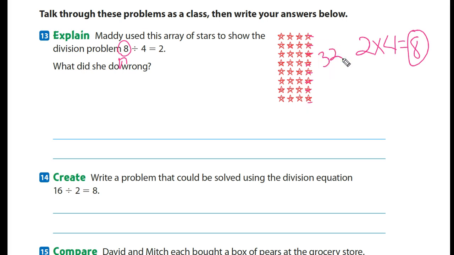So when it says what did she do wrong, she put way too many stars in her groups. She only needed 8 of them. See, 1, 2, 3, 4, 5, 6, 7, 8. And I need to divide them in how many groups? 4. Yes, I need to make groups of 4. So here's one group of 4, here's another group of 4. And how many groups? 2.